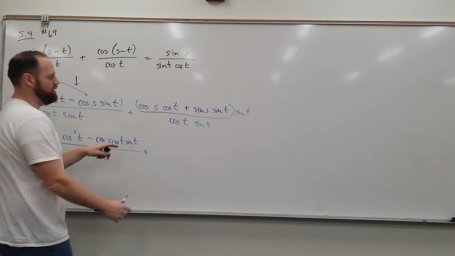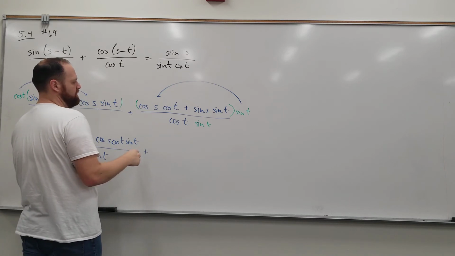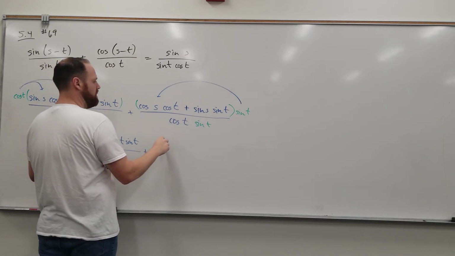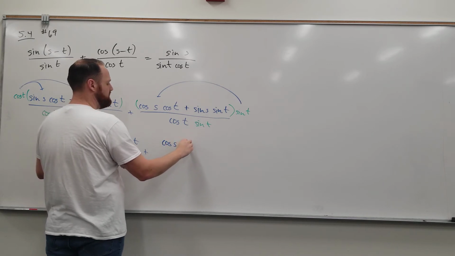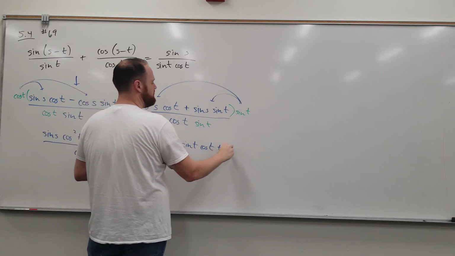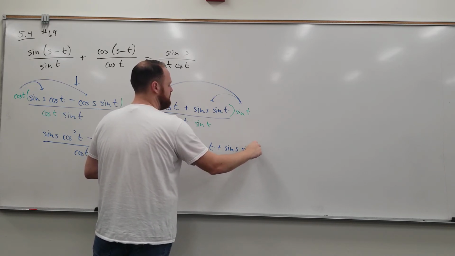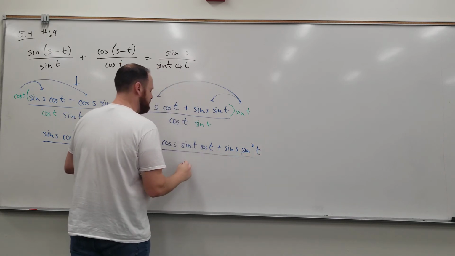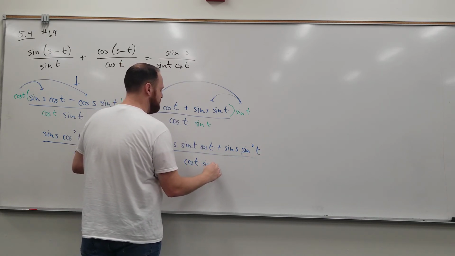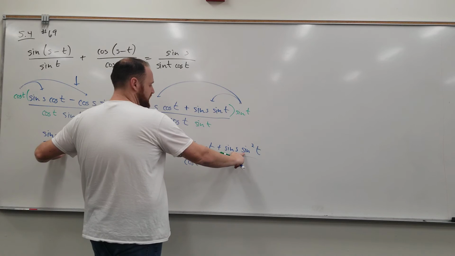Okay. For this term over here, I'm going to have cosine s sine t cosine t plus sine s sine squared t. Does that give me anything nice? Let's see. Got sine s cosine squared t. Sine s sine squared t.